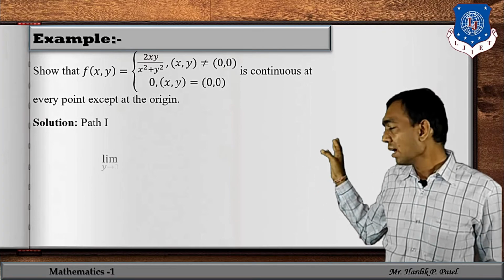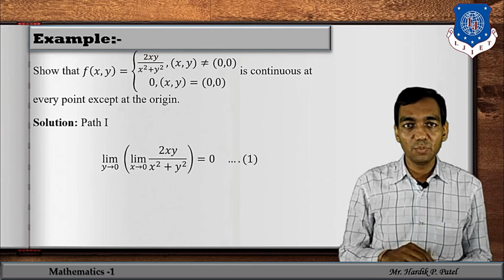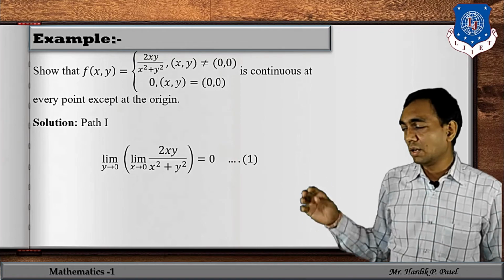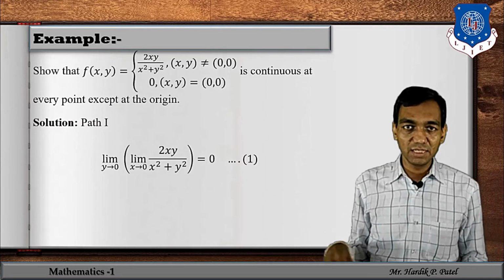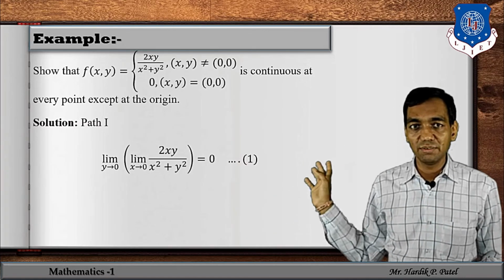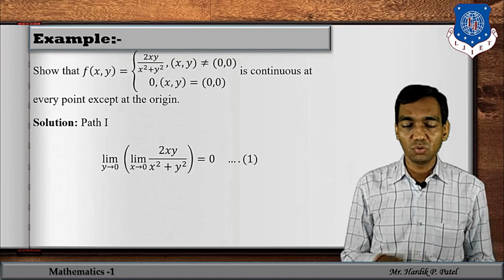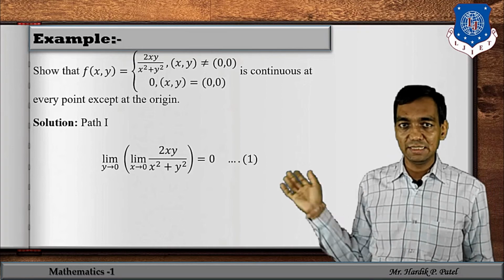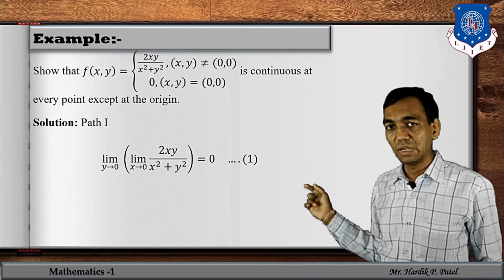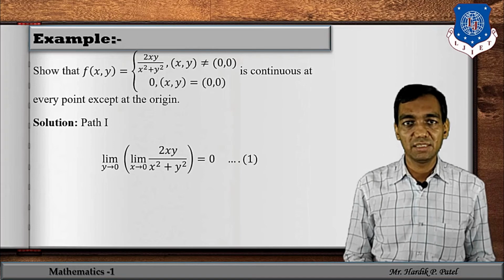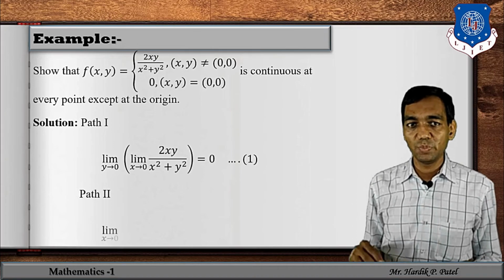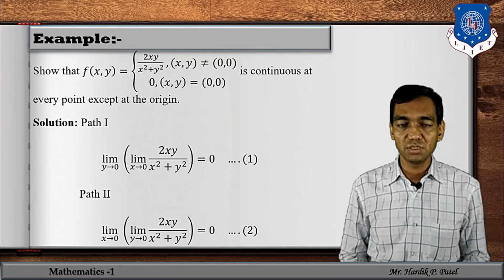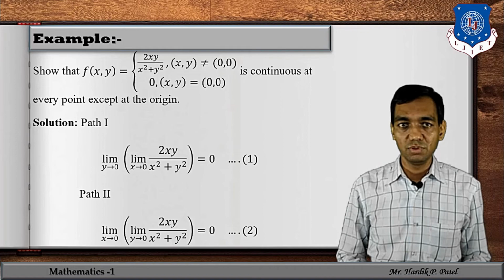Show that f of x comma y is equal to 2xy upon x square plus y square, where xy is not equal to 0, 0, and has a value 0 for xy equal to 0, 0, is continuous everywhere except at the origin. Again we start with path 1. Path 1 is limit y tends to 0, limit x tends to 0, 2xy upon x square plus y square. If you apply the limit of x, then it has a value 0. In the same manner for path 2, limit x tends to 0, limit y tends to 0, 2xy upon x square plus y square. Again it has a value 0.